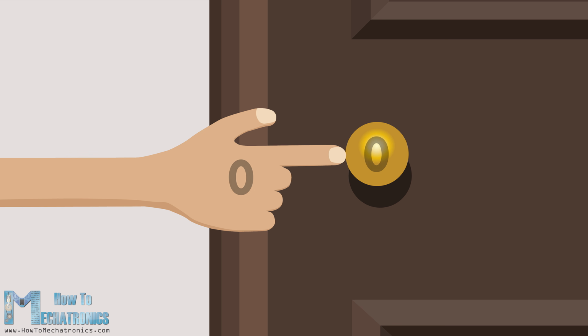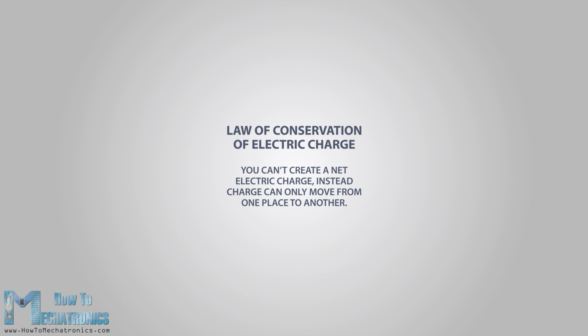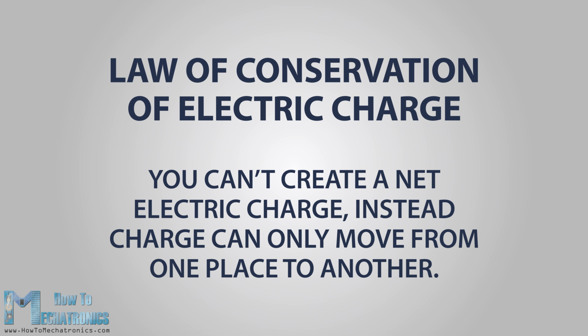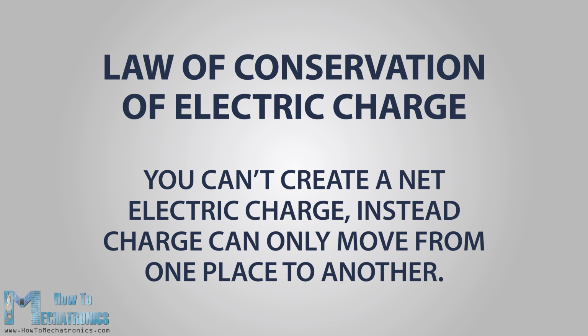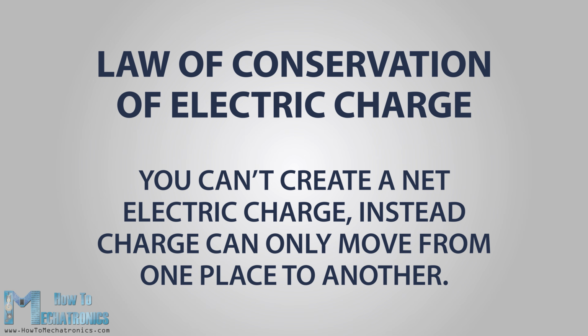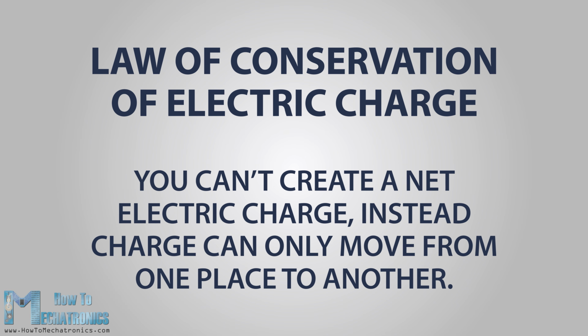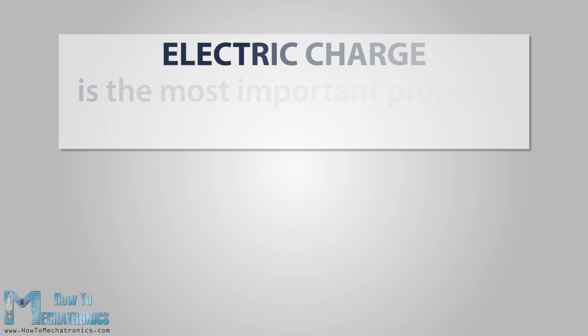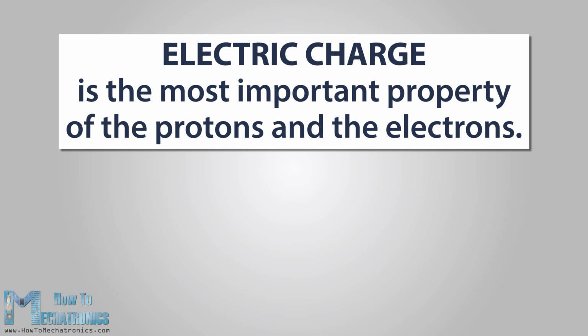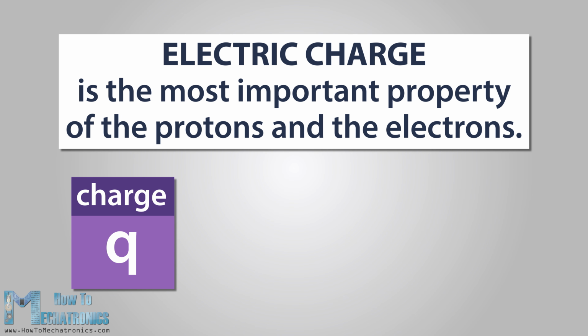Nature always seeks balance, a neutral charge equilibrium or a net charge of 0. During this process, we didn't create any new charges. The overall charge between the objects is still 0. This leads us to the law of conservation of electric charge, which says that you can't create a net electric charge. Instead, charge can only move from one place to another. Electric charge, in fact, is the most important property of the protons and electrons. The charge is denoted by Q, and the unit of charge is coulomb.